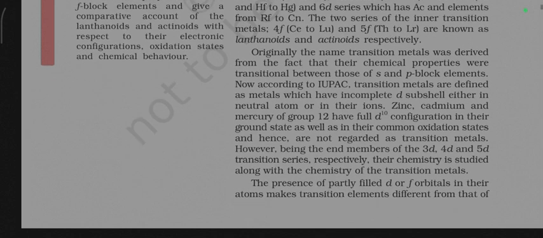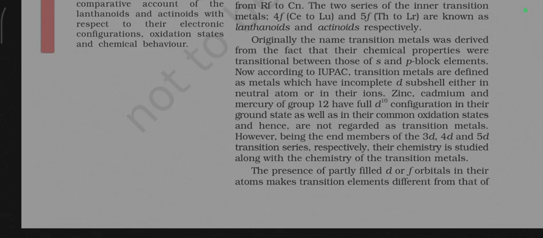Originally the name transition metals was derived from the fact that their chemical properties were transitional between those of s and p block elements. Now according to IUPAC, transition metals are defined as metals which have incomplete d subshell either in neutral atom or in their ions.